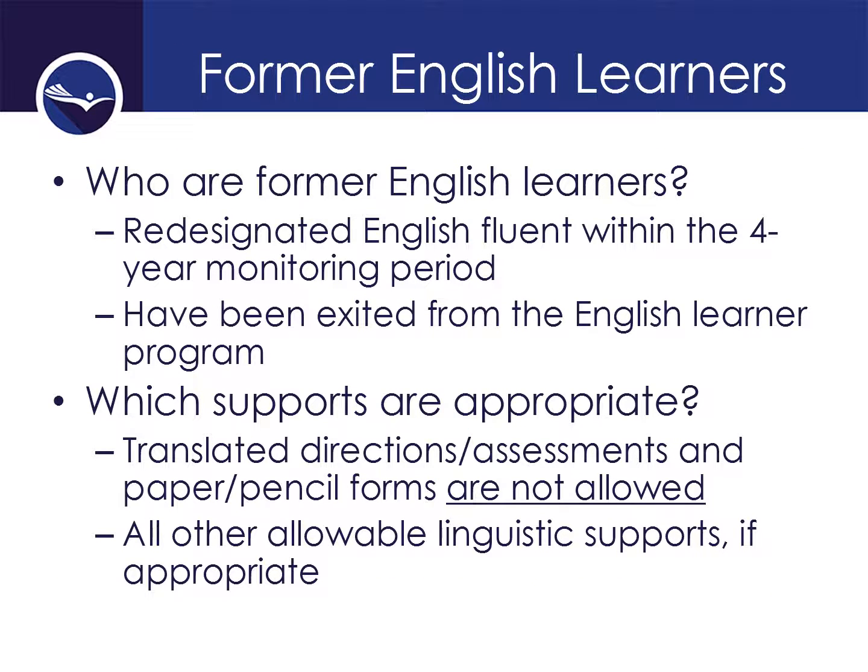Former English learners are students who are no longer designated as English learners and have exited from the English Learner Program per Rule 15 exit procedures. They are coded as redesignated English Fluent on the state record system. These students will be identified as redesignated English Fluent for the 4-year federal monitoring period. For purposes of accountability, they will remain in the EL subgroup.